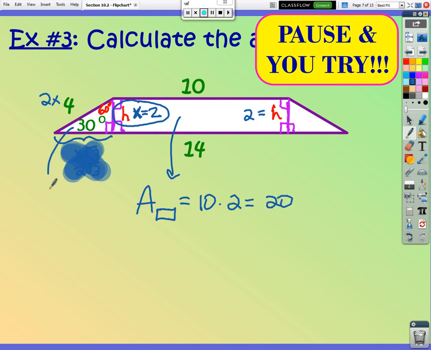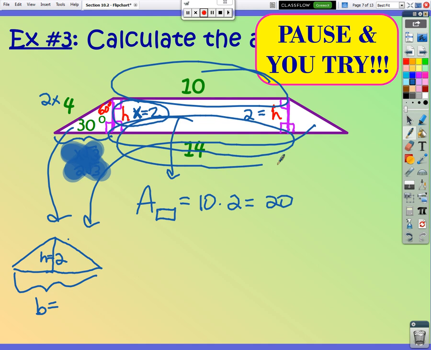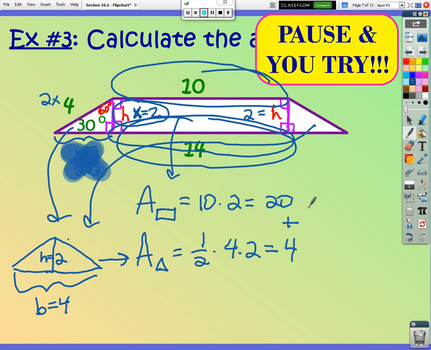And then again, let's take these two triangle pieces and let's stick them back to back. So we know the height's 2. And what is this overall base going to be? Well, if the 10 is the shorter base, then this is also 10. And take that away from the 14 that's all the way across the bottom here, and that's going to leave me with the leftover 4. So now the area of this triangle is going to be 1/2 base times height, which is going to give me an area of 4. And if I add together my 20 and the 4, then the overall area of the trapezoid is 24 units squared.